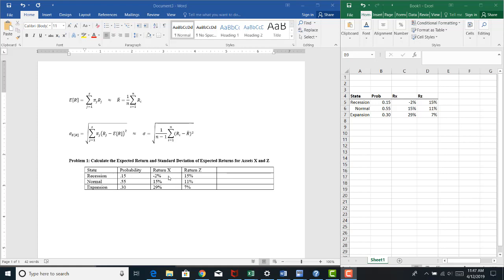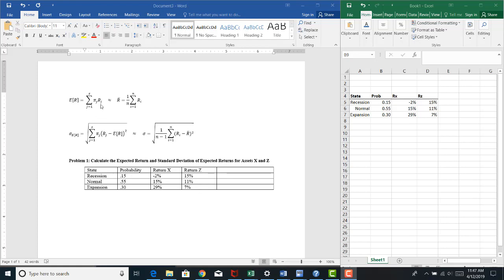Let's also assume that stock X will have negative 2% returns if there is a recession, 15% returns if there's normal economic activity, and 29% if there's expansionary. And the returns across the different economic states for stock Z are also discussed.